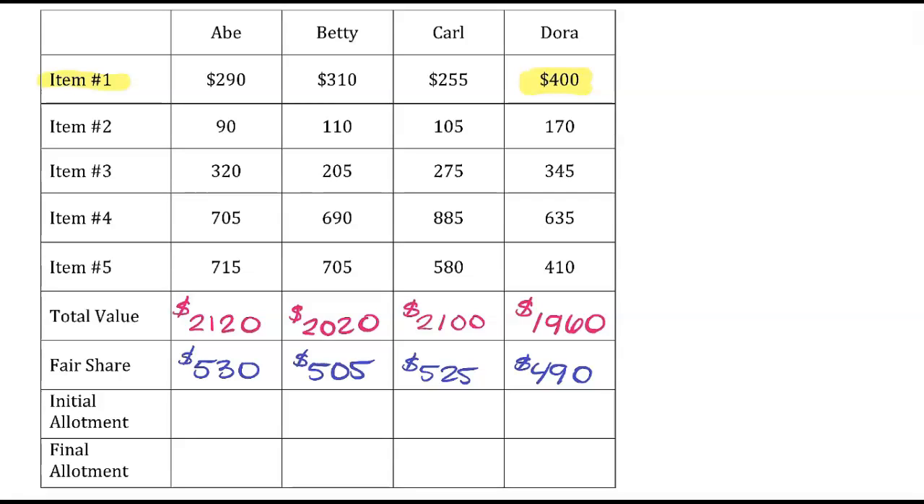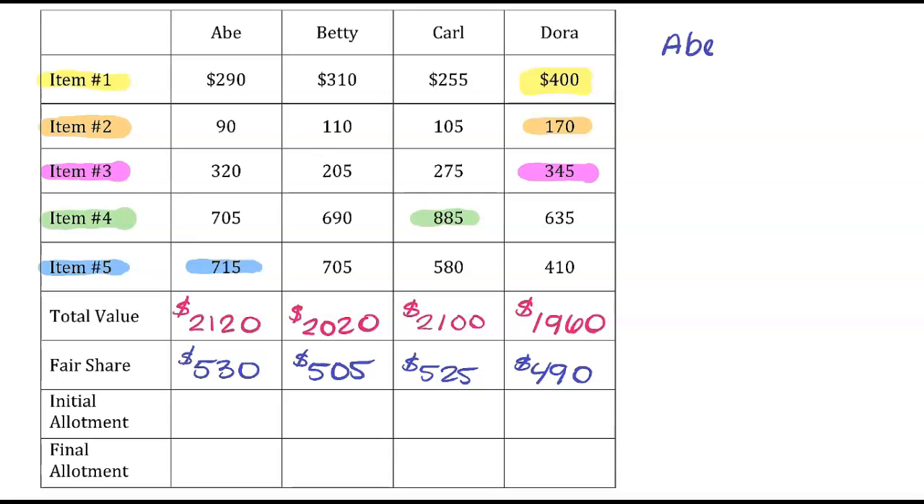Item 2, Abe feels is worth $90. Betty evaluated it at $110, Carl $105, and Dora $170. So Dora wins item 2. With item 3, Abe evaluated it at $320, while Betty, Carl, and Dora each labeled it with $205, $275, and $345. So once again, Dora is the high bidder and gets item 3. We can do the same thing with items 4 and 5. Now this may not initially seem super fair that Dora gets 3 items, Abe and Carl each get 1 item, and Betty doesn't get any of them. But let me show you how this method makes that right.